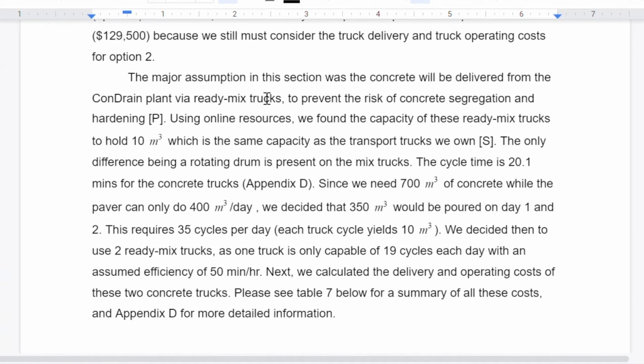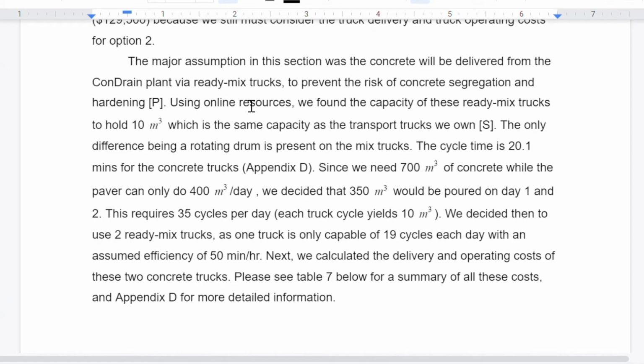So what we decided to do was use 2 ready-mix trucks to deliver the concrete from the batching plant to the job site. And so the cycle time per truck is about 20.1 minutes. You can find that in Appendix D, how we got that.